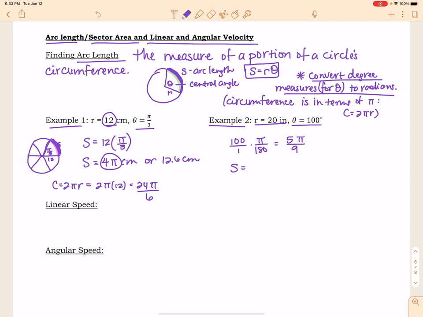And then I need to use my formula, which is 20 times 5 pi over 9. So for a circle with a radius of 20 inches, the arc length for that 100 degree mark is going to be 100 pi over 9 inches, or if you multiply that, if you get it in your calculator, 34.9 inches. All right, so that is how we find the arc length.